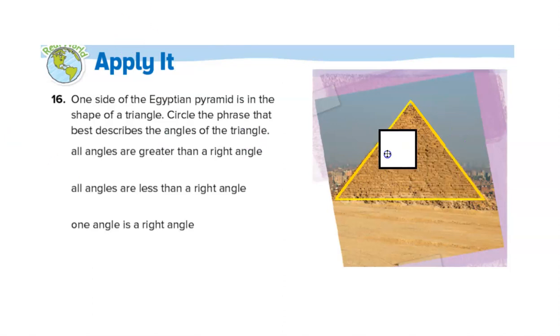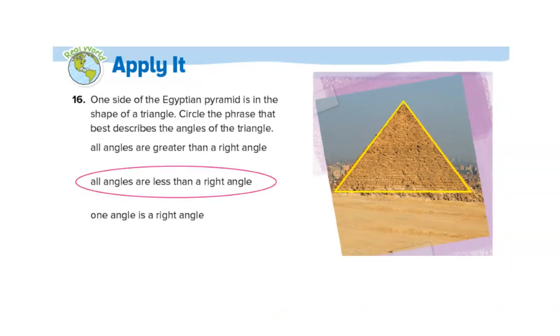Let's look at our third angle. So I'm going to turn my square. If you were using a piece of paper, you would turn it around a little bit. And this also is less than a right angle because you will notice that this line of the triangle is smaller or less than the right angle. It kind of cuts into the square a little bit. So that means that our answer is that all angles are less than a right angle.